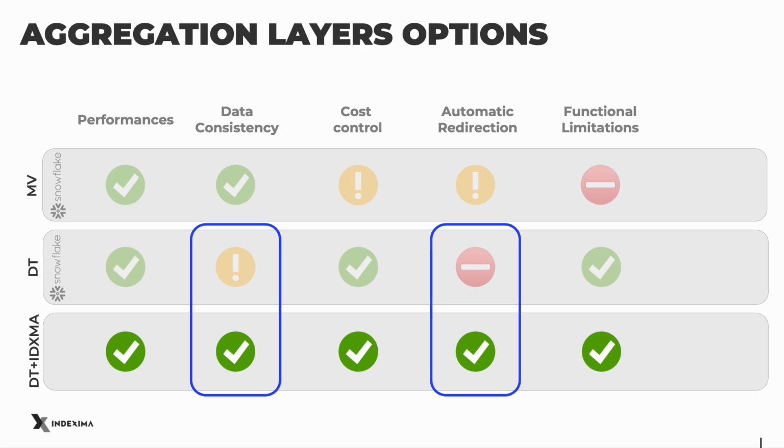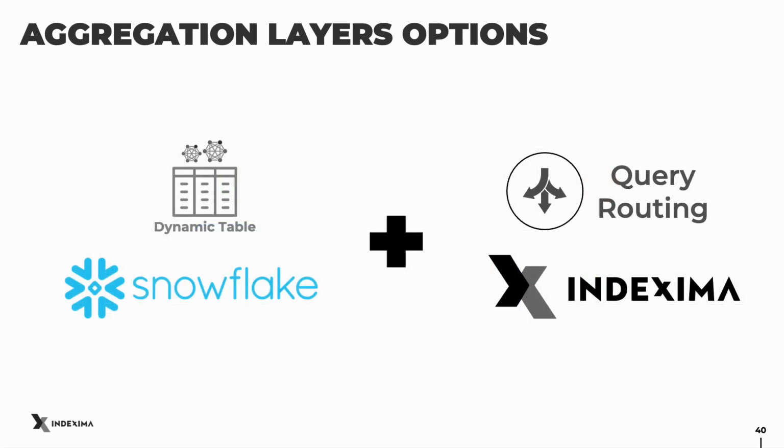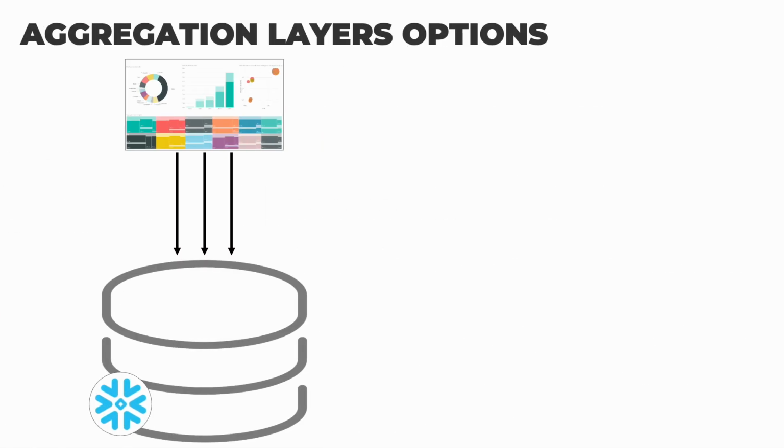So, how do you go about it? We're no magicians, but let's take a look together. How do we complete those 2 challenges? Indexima Query Engine is going to extend Snowflake Query Engine by adding the ability to identify the best suited dynamic table and redirect queries automatically. So here you have your dashboard pointing to your Snowflake, and then inside Snowflake you have dynamic tables represented by these little green, red, blue, and gray logos.